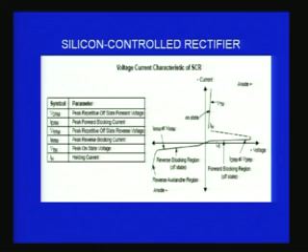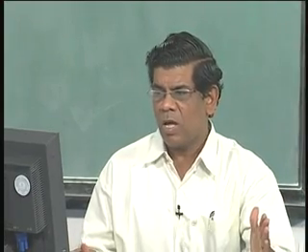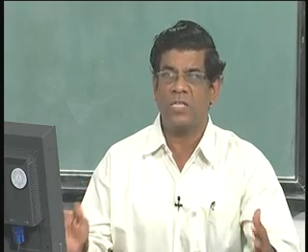So we saw the DC characteristics of the SCR, where we applied a DC voltage on the gate, and we also applied a DC voltage on the anode to cathode, and then as I increase the gate current, the SCR came into on state. When I reduce the gate current, the SCR was still in the on state, and when I finally reduce the main current below the holding current, the SCR came into off state.